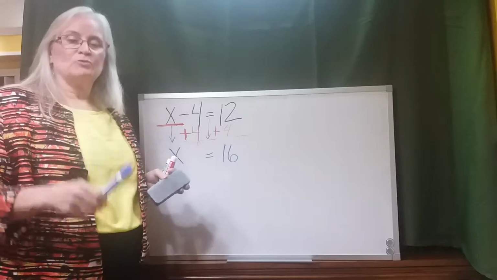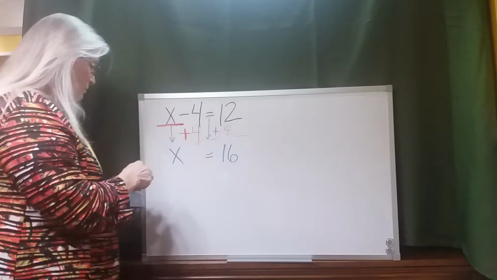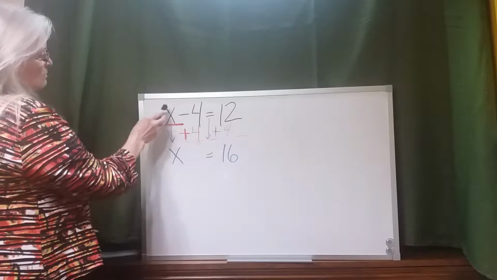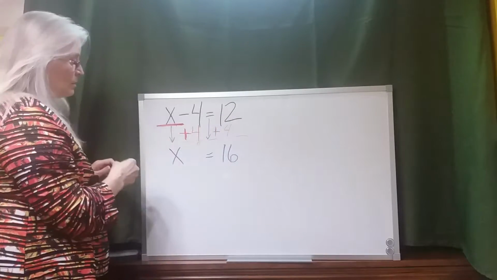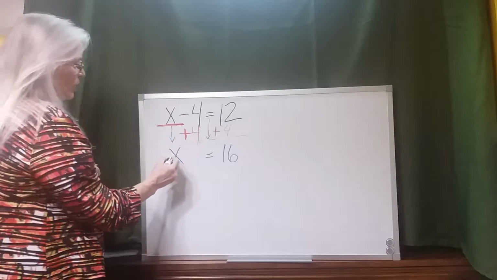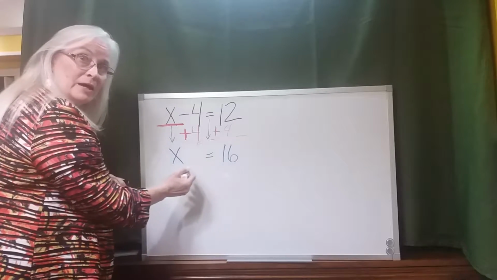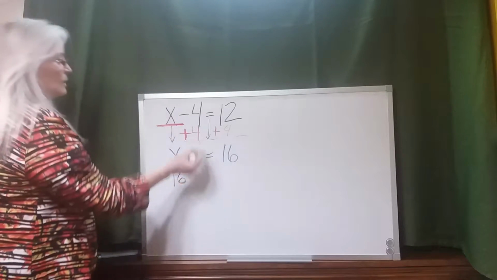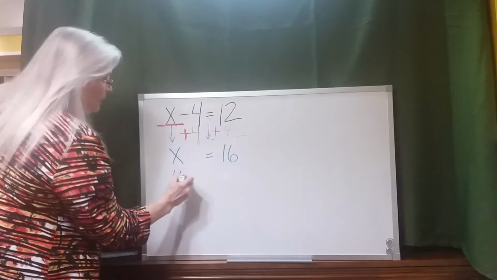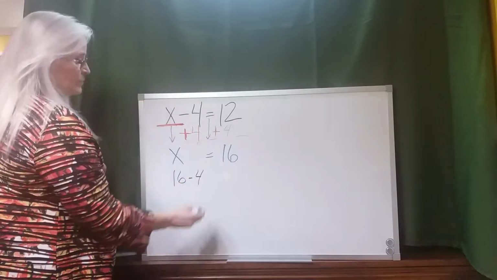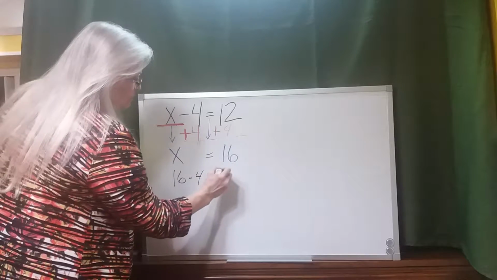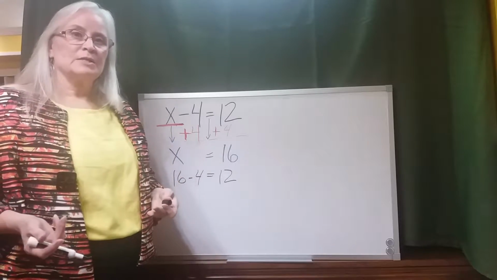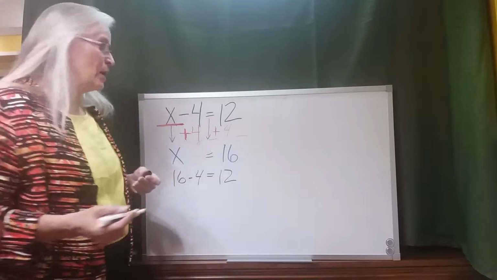But we're not finished. Remember, we have to check our work. So now, instead of writing the letter x, we're going to rewrite this equation, but instead of writing the letter x, we are going to write the number that we think is the correct answer. So we're going to put 16. Now come back up to this equation, minus 4 equals 12. If you know your math facts, we do know that 16 minus 4 equals 12.